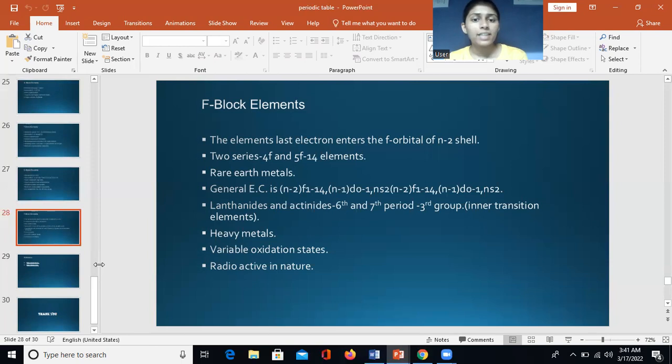Lanthanides and actinides, that is from the 6th to 7th period and third group, are also called inner transition elements. These f block elements are heavy metals and have variable oxidation states, and they are radioactive in nature. This is about the f block elements.